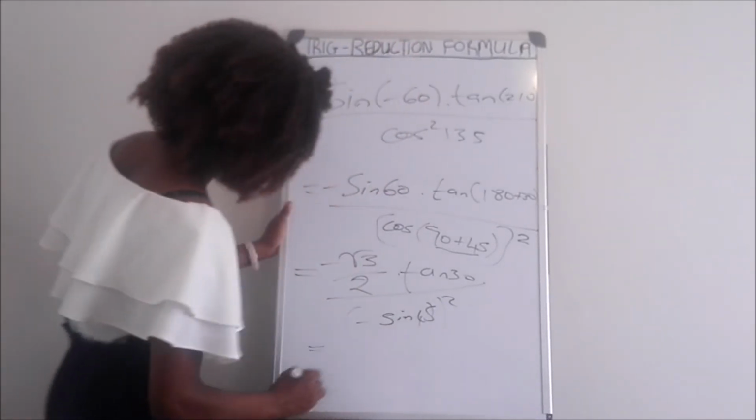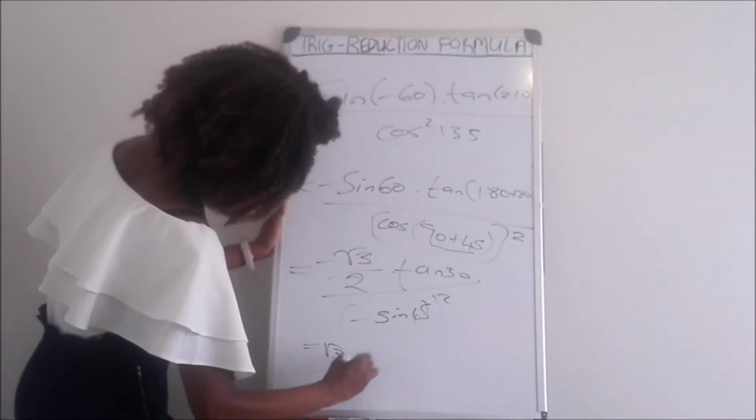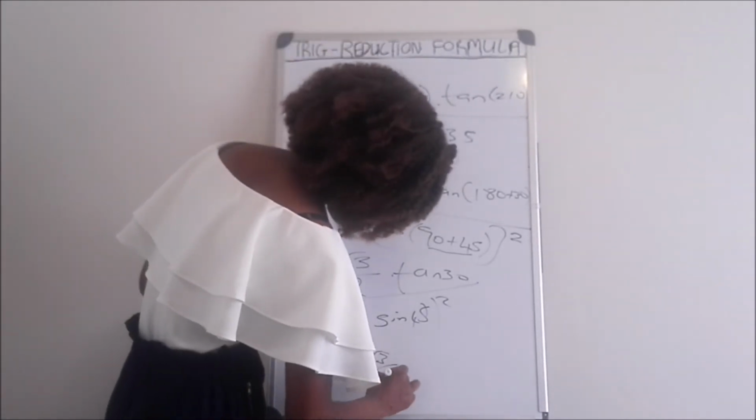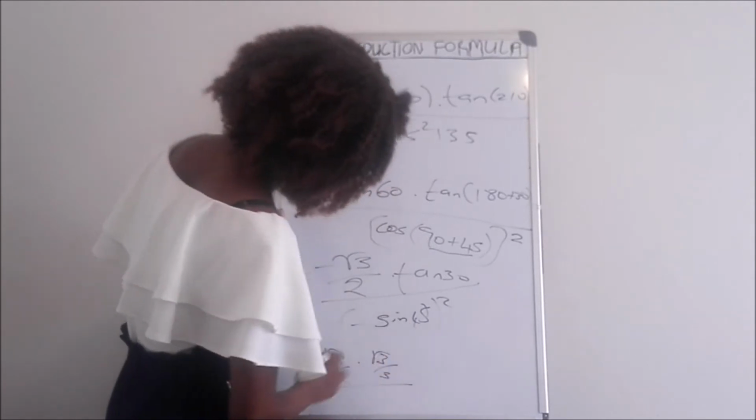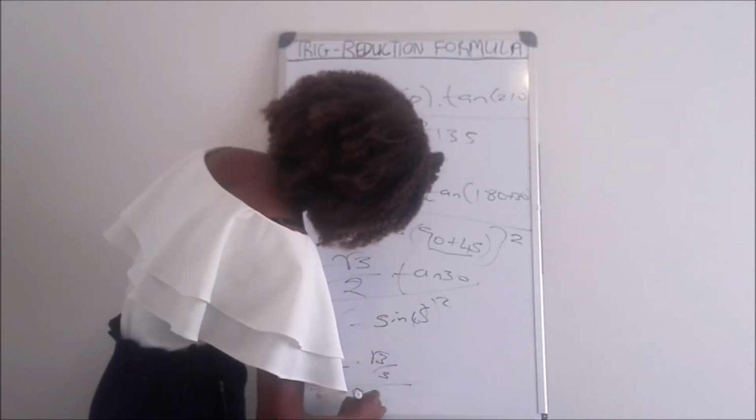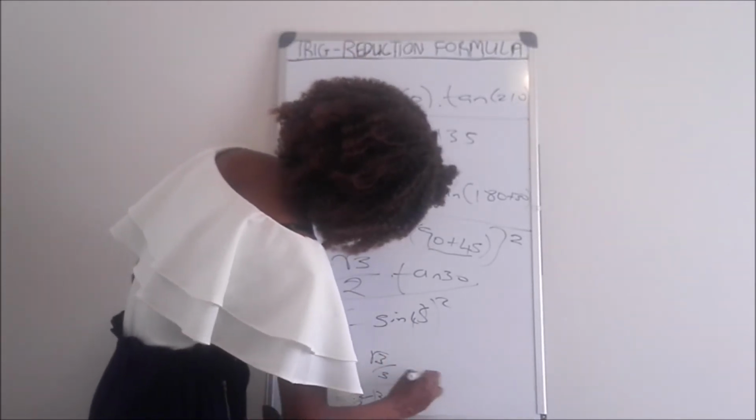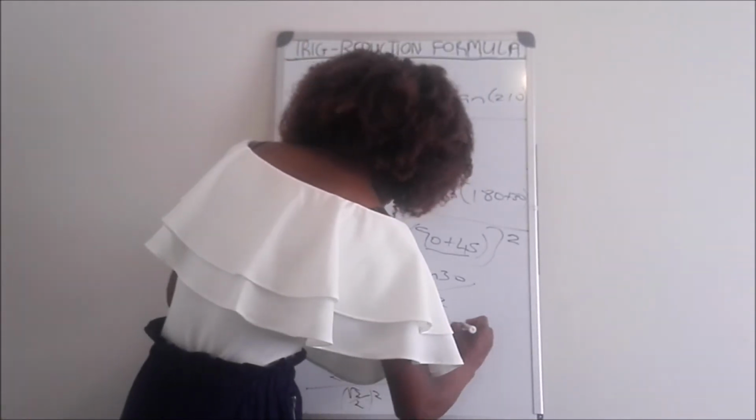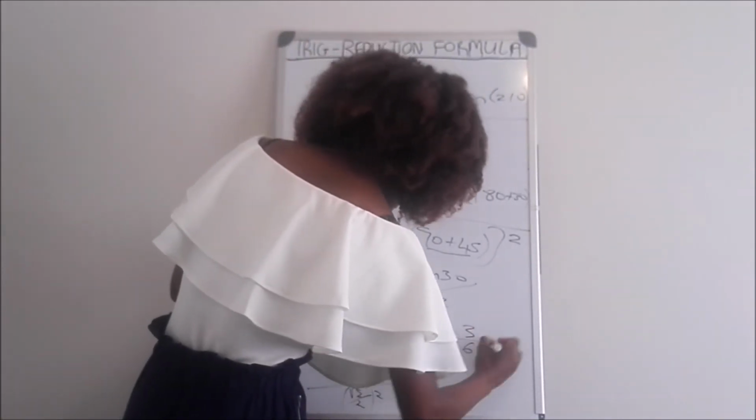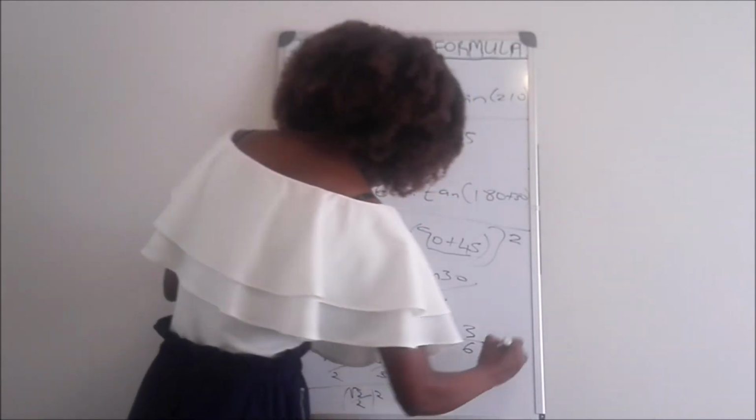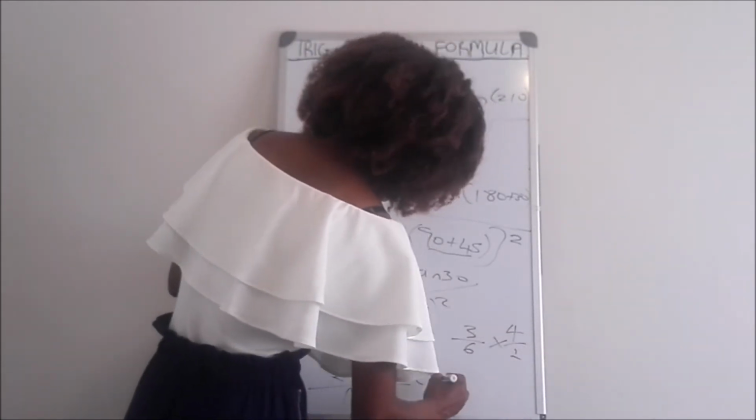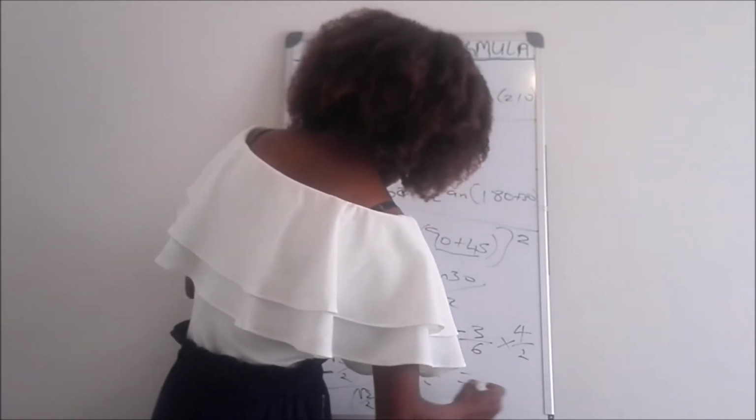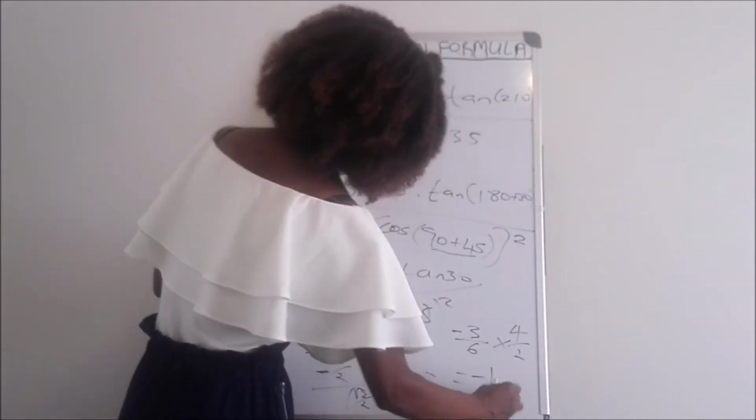Alright, then from here we're going to have root 3 over 2 multiplied by tan of 30, which is root 3 over 3, divided by sine of 45, which is root 2 over 2, squared. If you multiply them out, you're going to have 3 divided by 6 multiplied by that, which will be 4 divided by 2. And this is negative actually there. Then this will give you negative 1 as an answer.